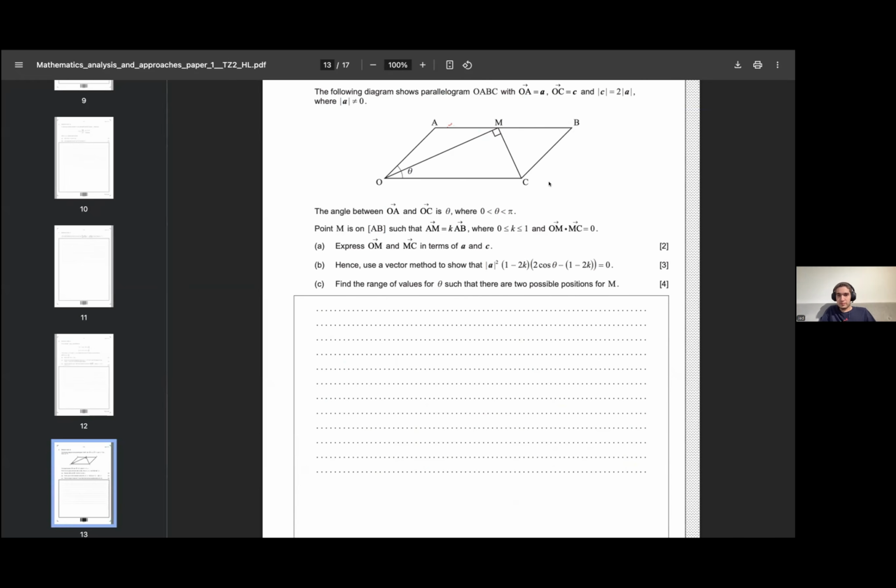Which is magnitude of A square, multiplied by all the factors, times 1 minus 2k, and then we have another bracket, which is 2 cos theta minus 1 minus 2k, equals 0. Now, for this given equation to be true, we could have 1 minus 2k equals 0. So 1 minus 2k equals 0 gives 2k equals 1, or k equals half. So k equals half. That is one condition.